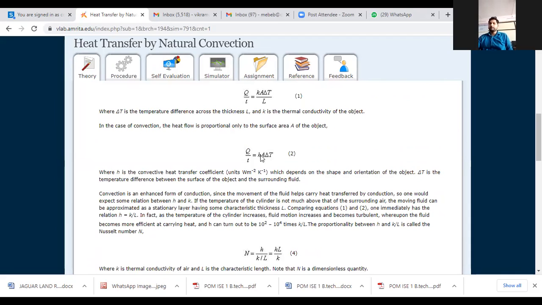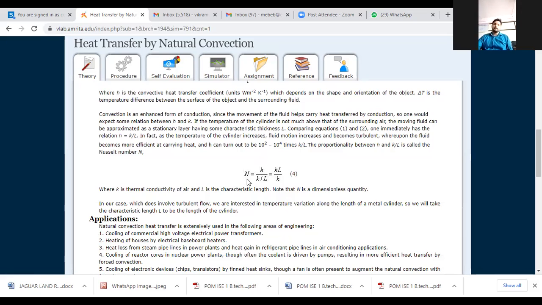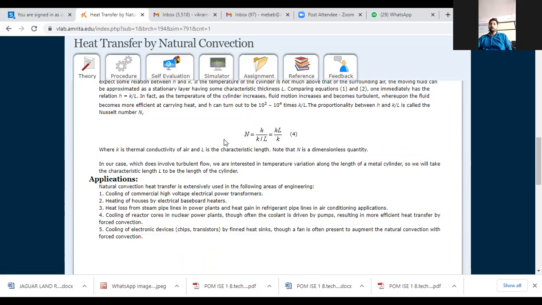So if you put hA delta T whole divided by k A delta T divided by L, we come to know that A delta T and A delta T will be cancelled. From convection, h will remain, and from conduction, k divided by L will remain. So the Nusselt number is equal to h divided by k by L, which equals hL divided by k, where L is the characteristic length of the body. So this is the overview or theoretical part of this particular experiment.